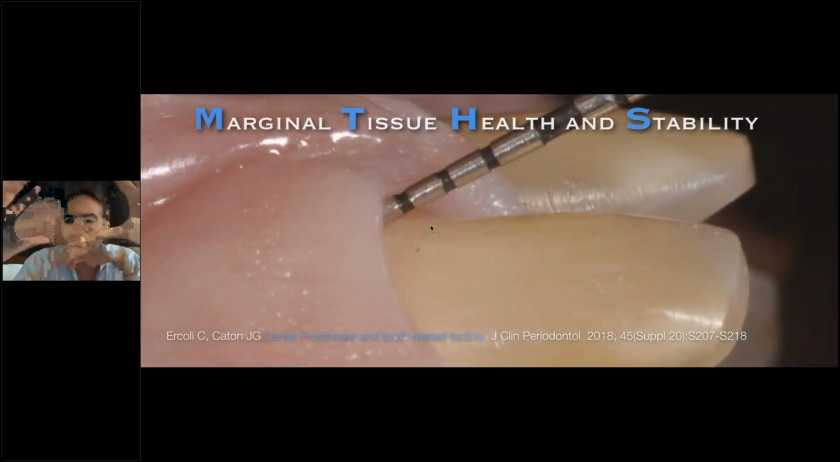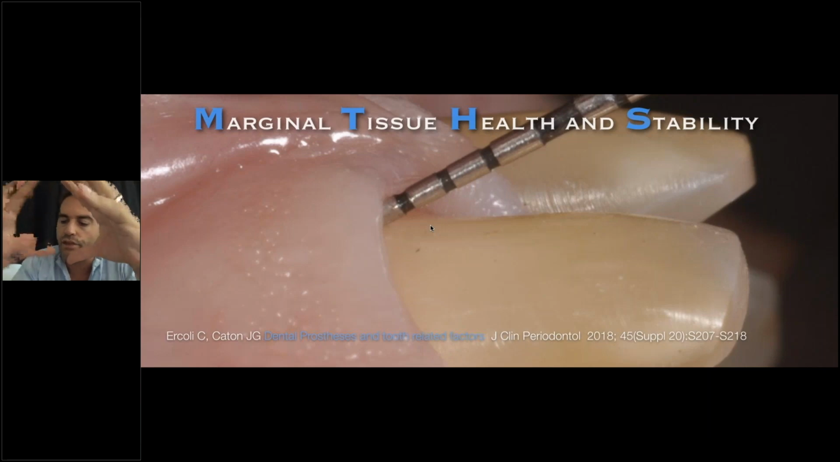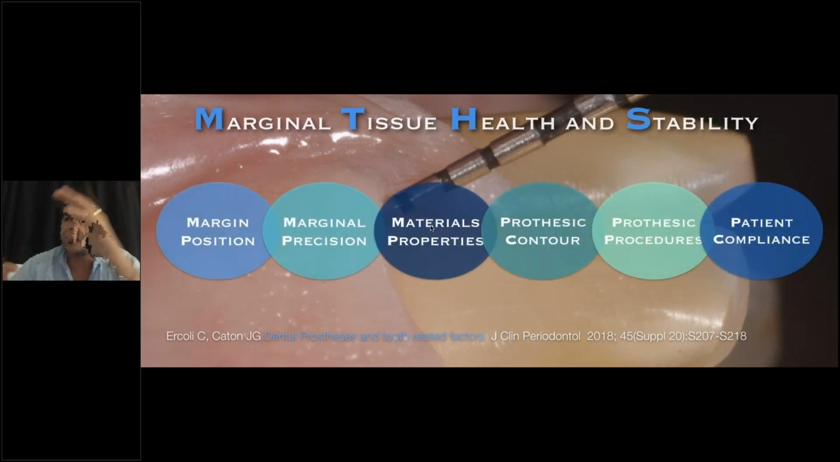But of course, as I was mentioning, it's an interdisciplinary treatment plan. It's not that only digital dentistry, only new materials, are giving us marginal tissue health and stability. It's a matter of many different factors together with the material properties and the prosthetic procedures. We also need the margin position, the marginal precision, the prosthetic contour, the patient compliance, and all these pieces of the puzzle to get assembled together, offering us and our patient marginal tissue health and stability.